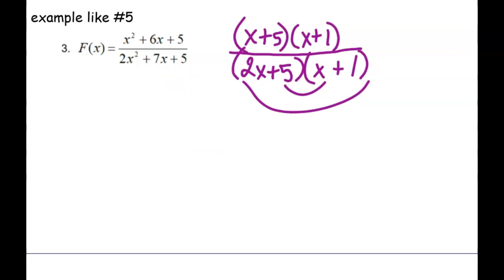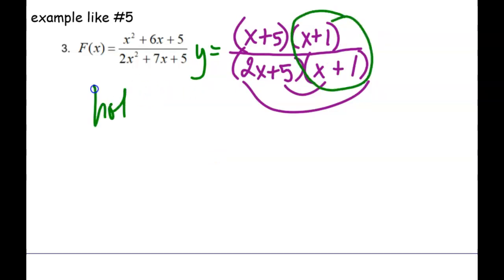So, what can you tell me? Any holes? Yes, -1. And once we write that down, that would also be part of the domain restriction. Okay, the domain cannot be -1 or what else?